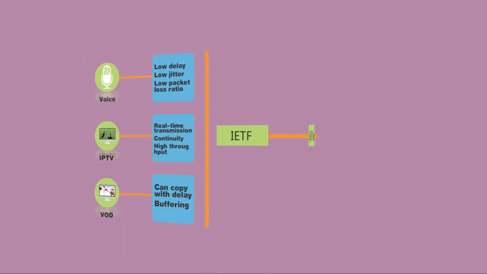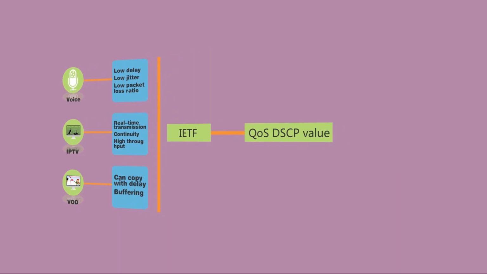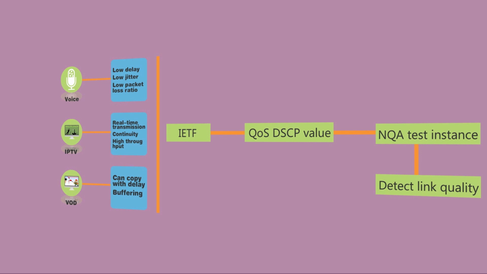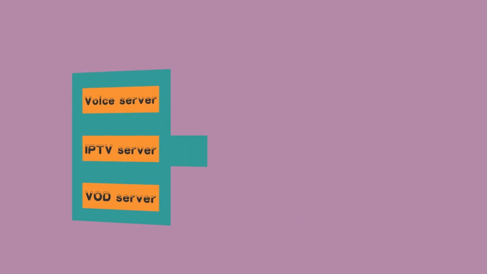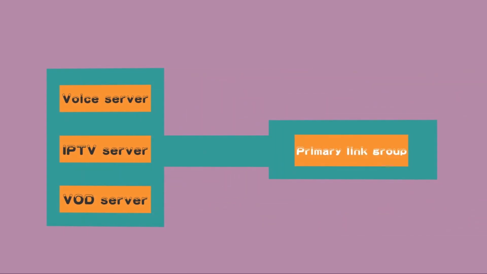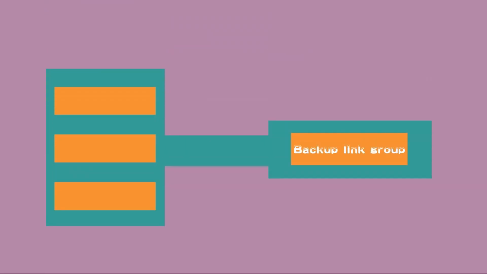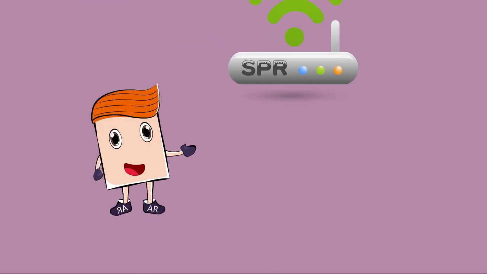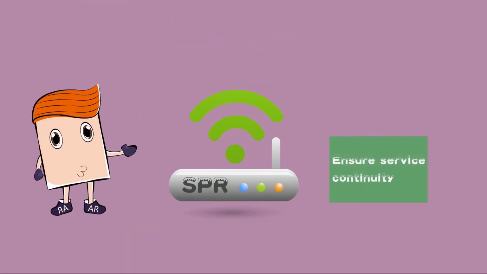These packets can be classified based on the QoS DSCP value proposed by the IETF. Different NQA test instances can be created for these packets according to their classification to determine whether transmission links meet service requirements. You can add the preferred link connecting to the voice server, preferred link connecting to the IPTV server, and preferred link connecting to the VOD server into a link group and set it as the primary link group. Similarly, set the backup link group, apply SPR to ensure service continuity.